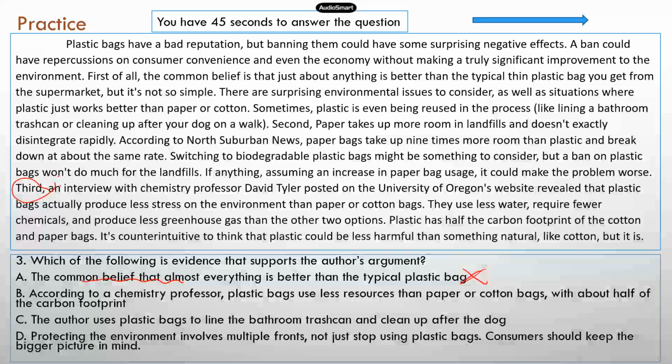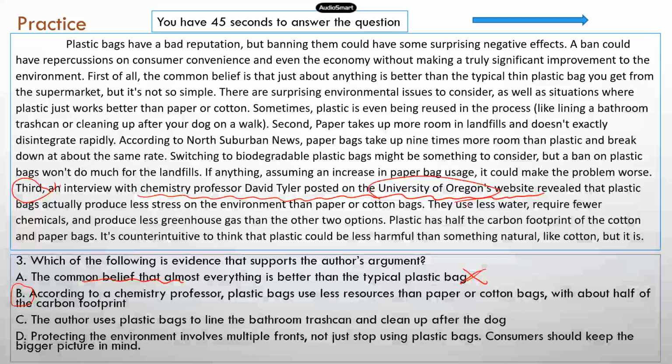So the author cited information from an interview with a chemistry professor from the University of Oregon. The information compared the use of resources between plastic bags and paper or cotton bags. So that's pretty good evidence, right? A researcher from a reputable university. So that information is likely to be credible.